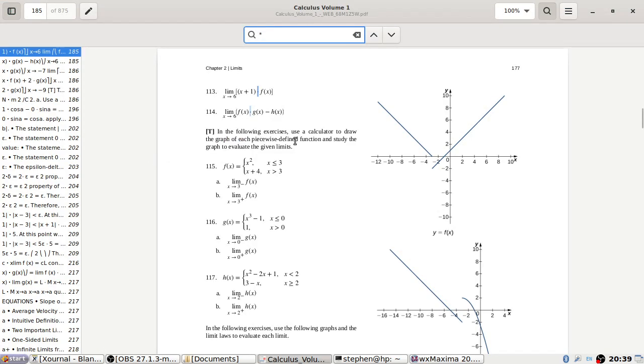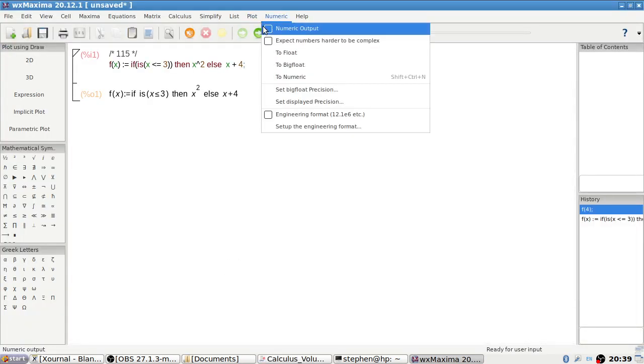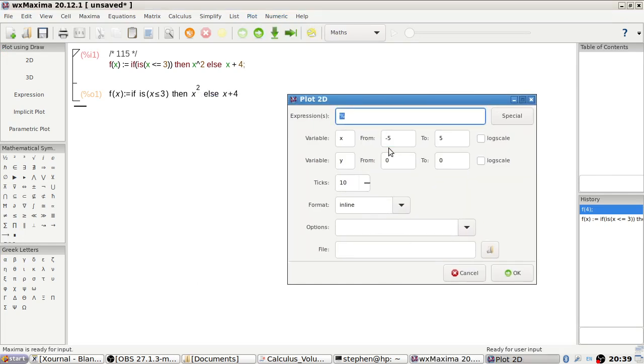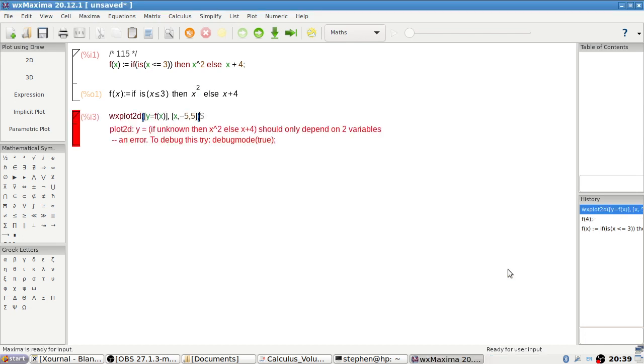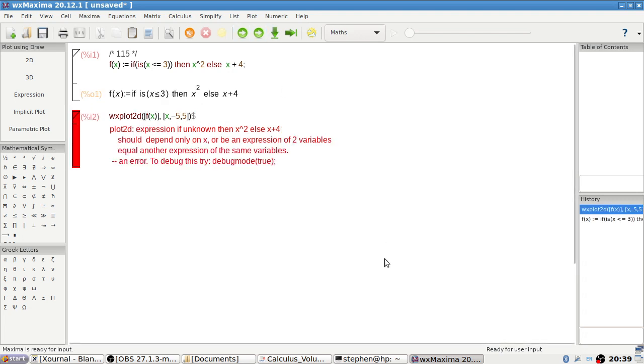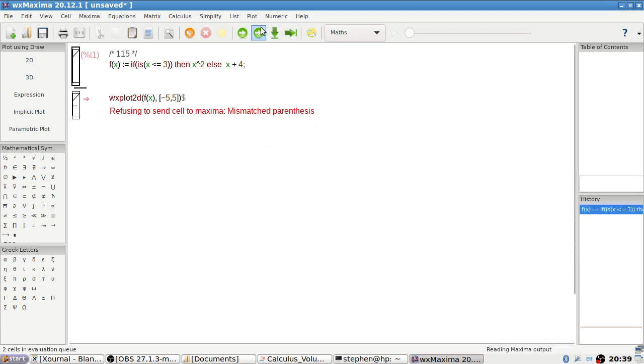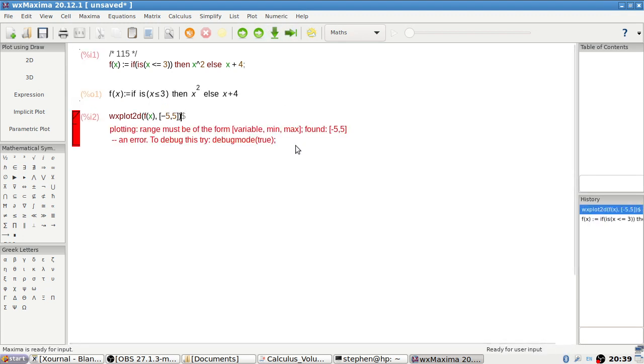Okay, so in the following exercise, use a calculator to draw the graph and study the graph to evaluate the limits. Okay. Plot 2D. Expression y equals f of x. Would that do the job? And maybe I don't need to put the y in. I always have trouble with this, don't I? This one. Variable min max. Okay, let's try again.